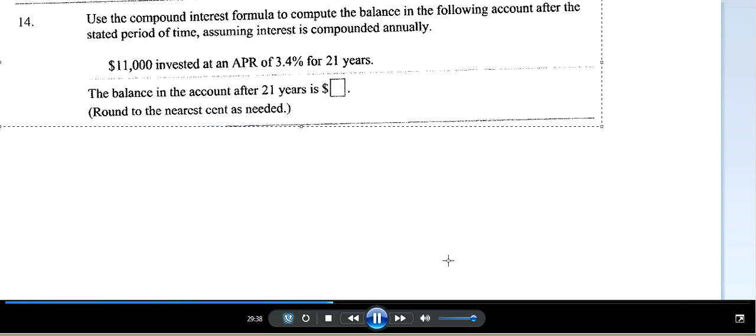Okay, critical part of the lesson in chapter 4 in all these problems. We're coming to the magic words here of compound interest. Right here. Use the compound interest formula to compute the balance in the following account after the stated period of time, assuming interest is compounded annually. So let's take a few minutes here and go over some terms that you're going to need to know.